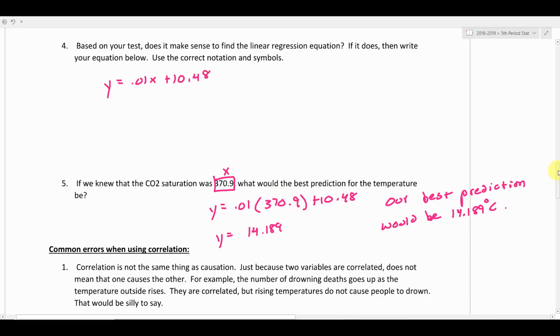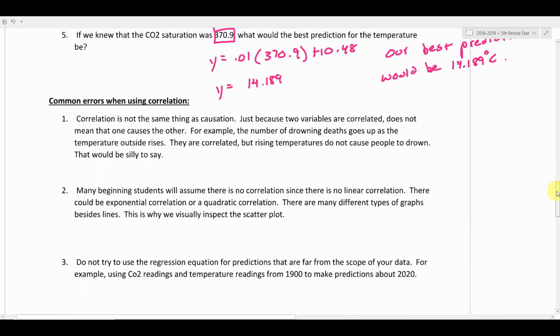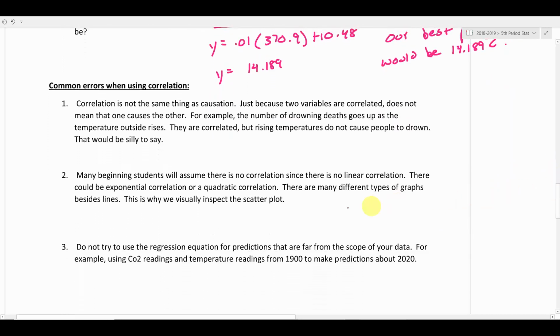So let's talk real quick about some of the common errors when using correlation, and these are very important. Especially the first one. This is something that I'm telling you right now. I will put something about this on the final exam. One thing that you need to make sure you understand is that correlation is not the same thing as causation.